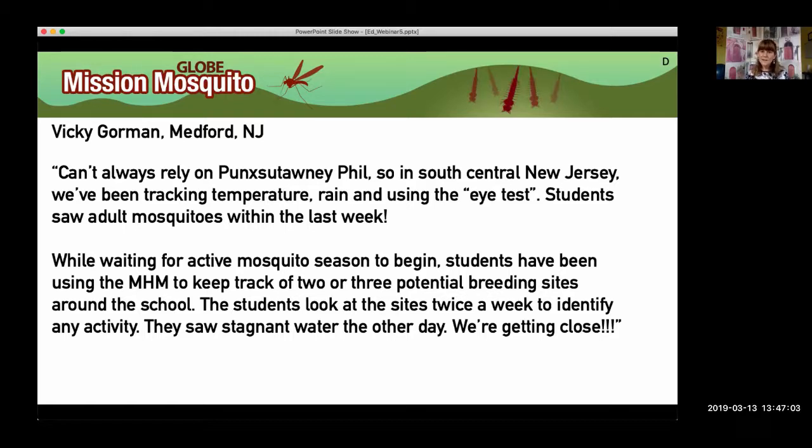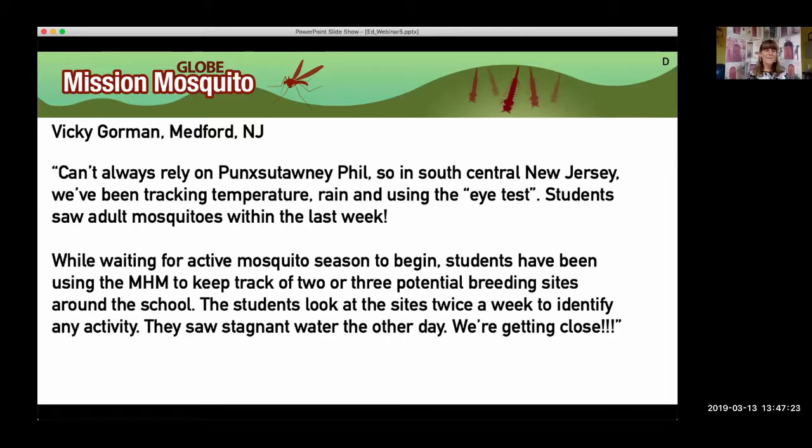They're looking at these sites twice a week to see if they see any activity, and they found some stagnant water the other day. So they're excited. I like the exclamation marks because it is exciting when you're out there making these observations. You're a scientist and you're out there looking for evidence that mosquitoes are starting to become active.